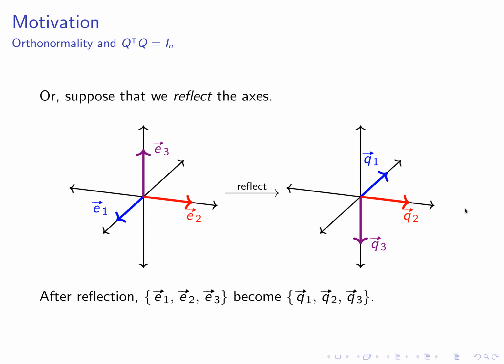Well, under this transformation, each of the three standard basis vectors become relabeled. E1 becomes this vector Q1, E2 becomes this vector Q2, and E3 becomes this vector Q3. So here we have two simple geometric situations, one where we rotate axes, another where we reflect axes.